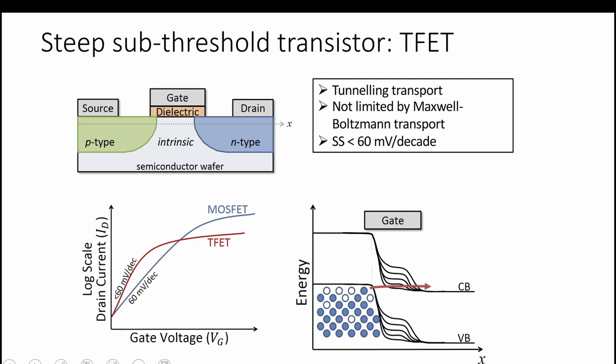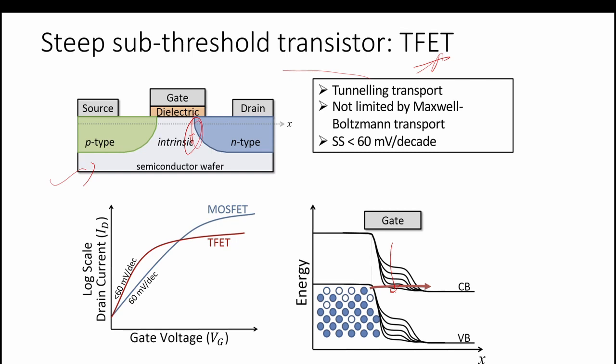Now, the steep subthreshold transistor, the TFET, or tunneling field effect transistor. This is the gate, the conduction band, the valence band. Because of the gate, it is reducing the barrier here at this junction. So this is the tunneling field effect transistor.